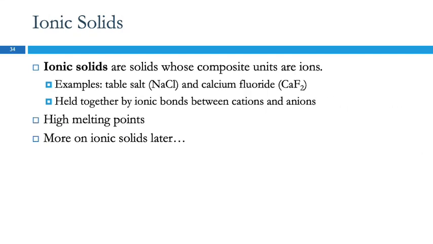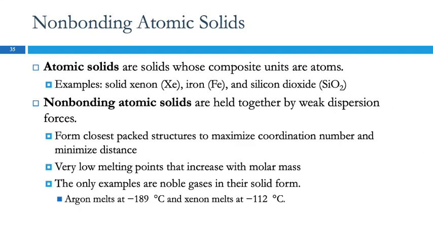Ionic solids, we're going to talk about those in a separate section. Non-bonding atomic solids, again, those are the non-bonding solids. Sorry, I don't know where my brain went. We're talking about atomic solids in general here. Non-bonding atomic solids first. Okay, so those are the noble gases in their solid form.